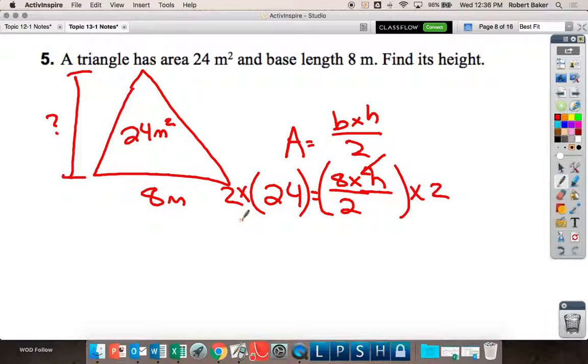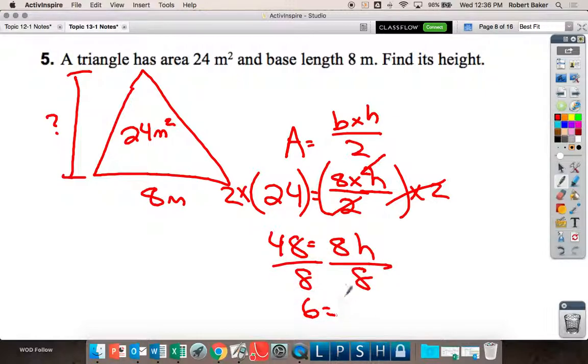Now on this side, 2 times 24 is 48. On this side, the whole purpose of multiplying by 2 is to get rid of the divided by 2. Those things cancel out. And 8 times h is 8h. So base times height now equals 48. And we can divide both sides by 8. And 6 equals h. We're almost there. 6 is okay. 6 meters. Just 6 meters. So the height is 6 meters.